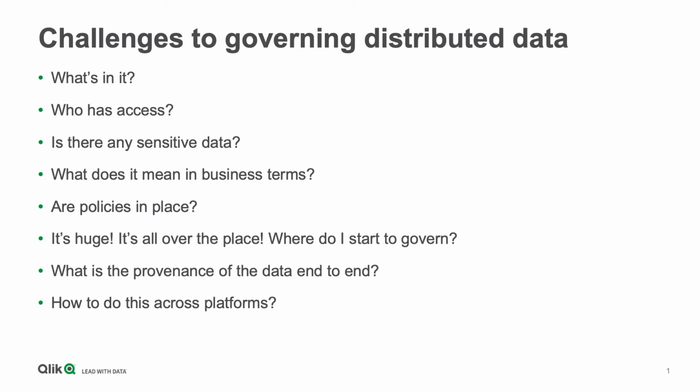What is the provenance of the data from end to end? What are the transformations that occur? And how do we do this across multiple different systems? We have a lot of inputs, we have a lot of outputs. How do we understand where it goes?